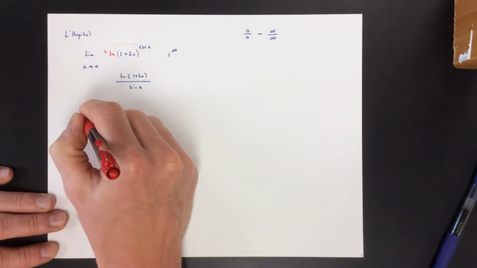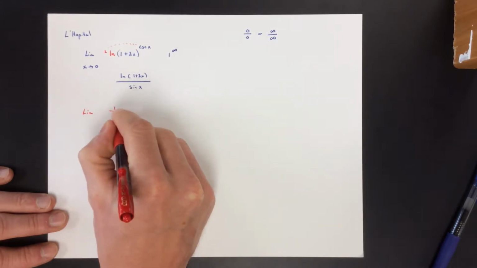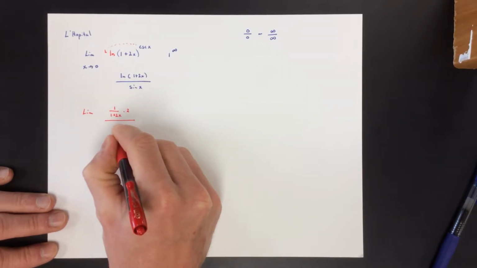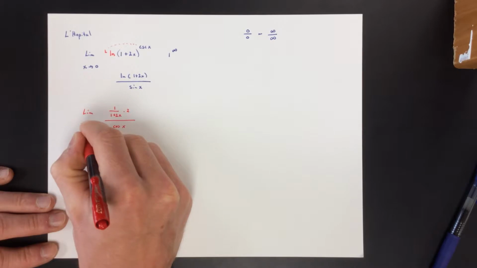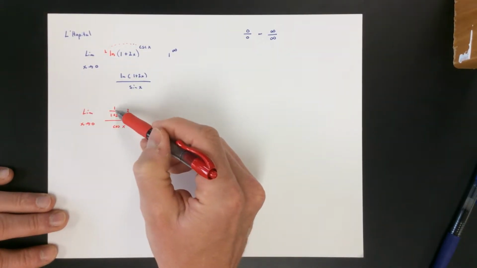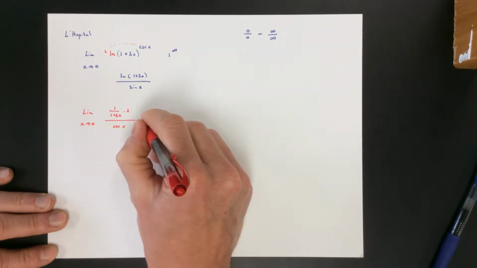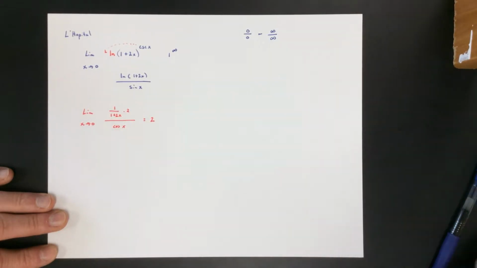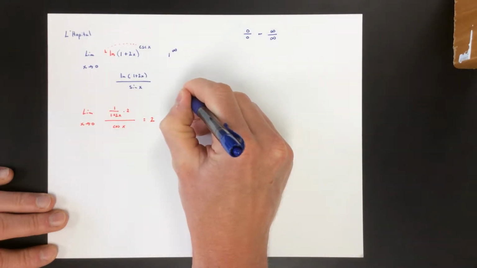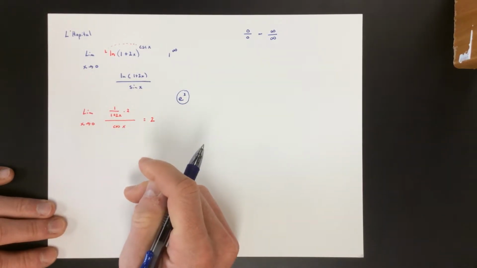Okay, so now I can look at the limit of the derivative of this. The derivative of this is 1 over 1 plus 2x times 2, and the derivative of the denominator is cosine x, and I can look at that limit as x goes to 0. Okay, and when x goes to 0 here, I get 2 over 1, and I get 2. And then I have to remind myself that I found the natural log of the limit, and so the real limit is e squared. Okay, so we can do questions like that.